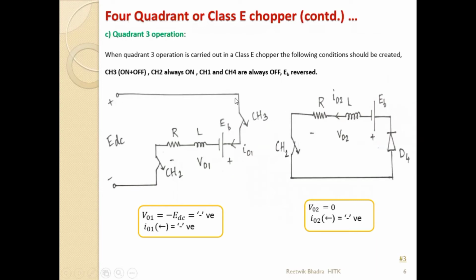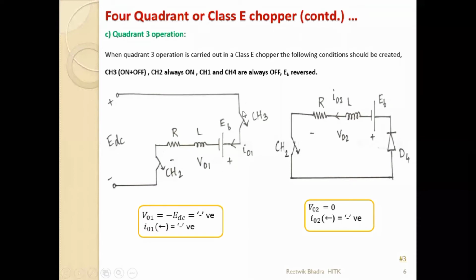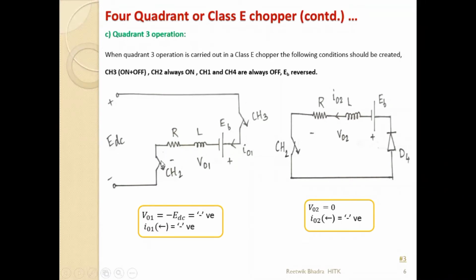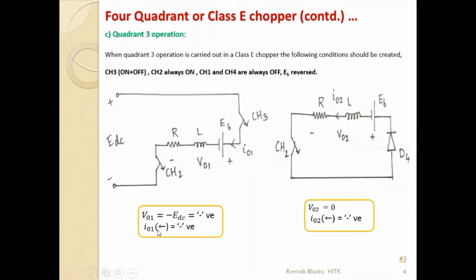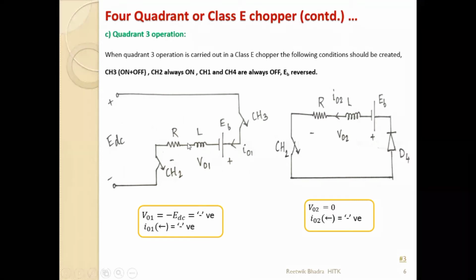So see, CH3 on, CH2 on. CH3 current is flowing in this direction, CH2 back to minus. So I01 direction has changed compared to your main current I0. So I01 is treated as negative. Now current flows in this direction, this terminal will be positive, this terminal will be negative. So voltage polarity has also changed. So this will be a negative voltage.